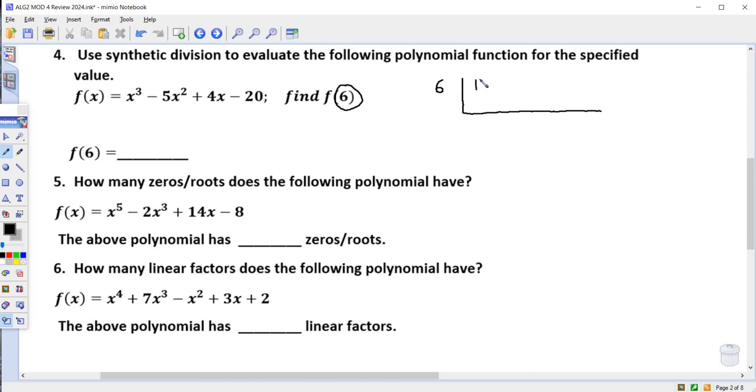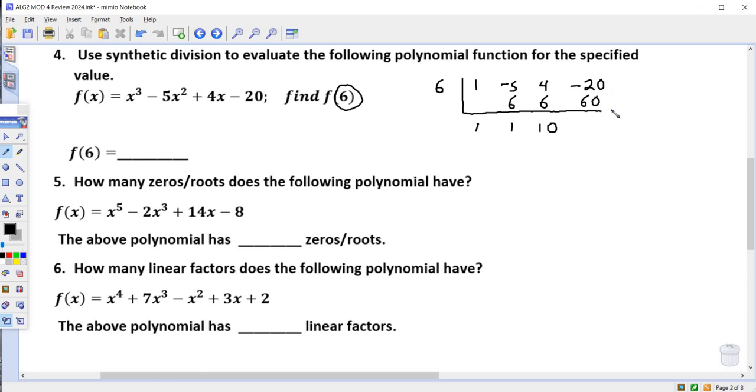Write down the coefficients. We have 1 of the x cubes. We have negative 5 of the x squareds. We have 4 of the x's, and negative 20 is our constant. And you know the deal. Add down, multiply up, always multiplying by this number outside. 6 times 1 is 6. Add down. Negative 5 plus 6 makes 1 again. 6 times 1 equals 6, multiplying up. And add down. 4 plus 6 is 10. Multiply up again. 6 times 10 is 60.